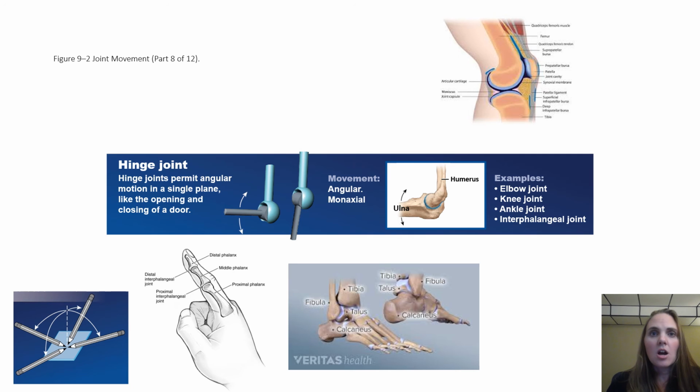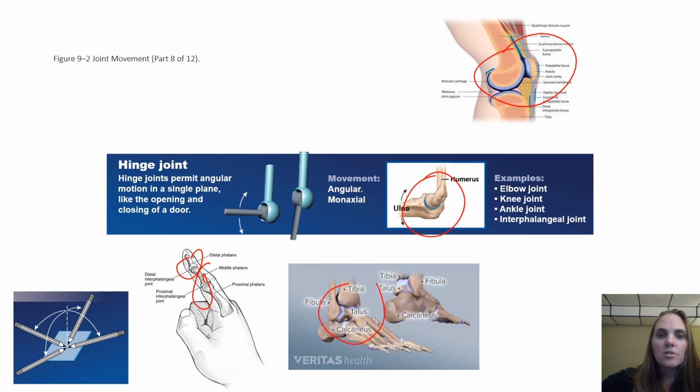Hinge joints are joints that allow angular motion in one plane, so monaxial motion. Examples of this would be our elbow joint, our knee joint, our ankle joint, and the interphalangeal joint within your finger, the joint between those finger bones. So the interphalangeal joints, the knee, the elbow, and our ankle.